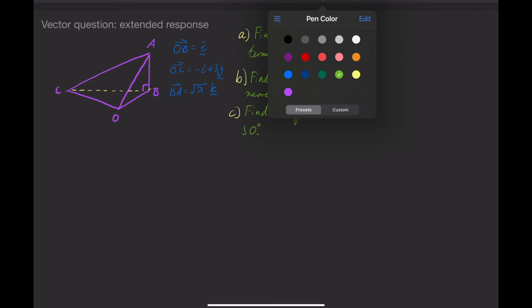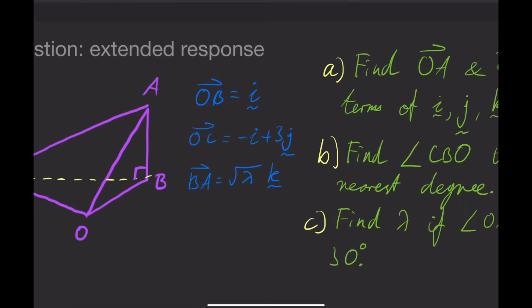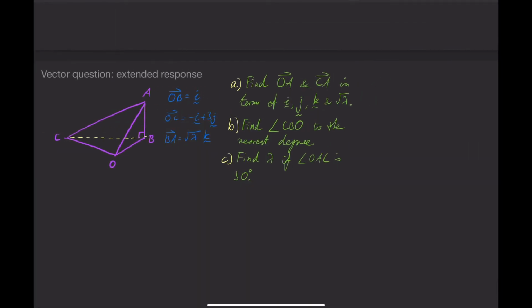I've just noticed a problem. There needs to be a tilde underneath that i so that everyone knows it's a vector. So let's start with A. We want to express this vector OA. We'll do this in purple. So we want to get from O to A. To get from O to A, we can first go from O to B and then from B to A. So the vector OA is equal to OB plus BA.